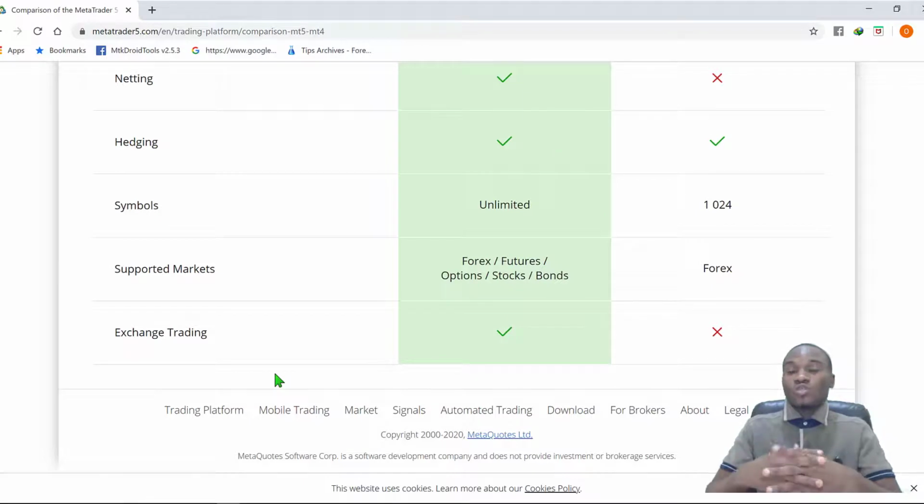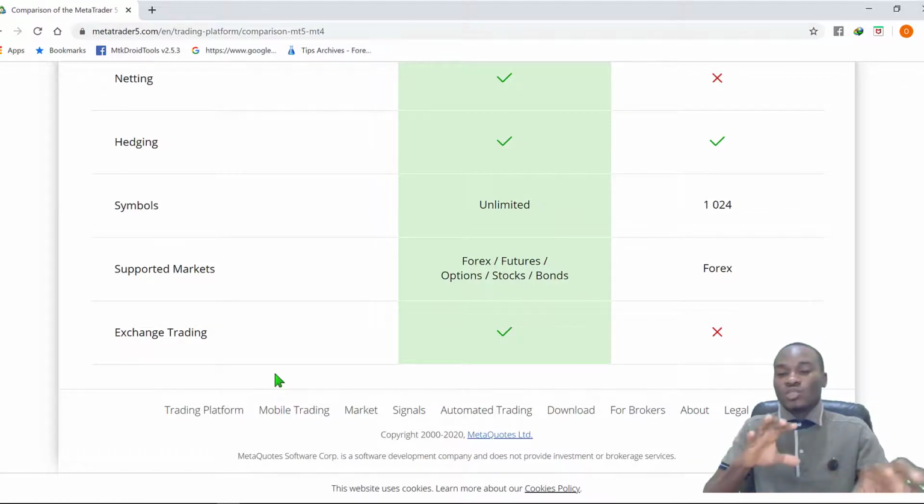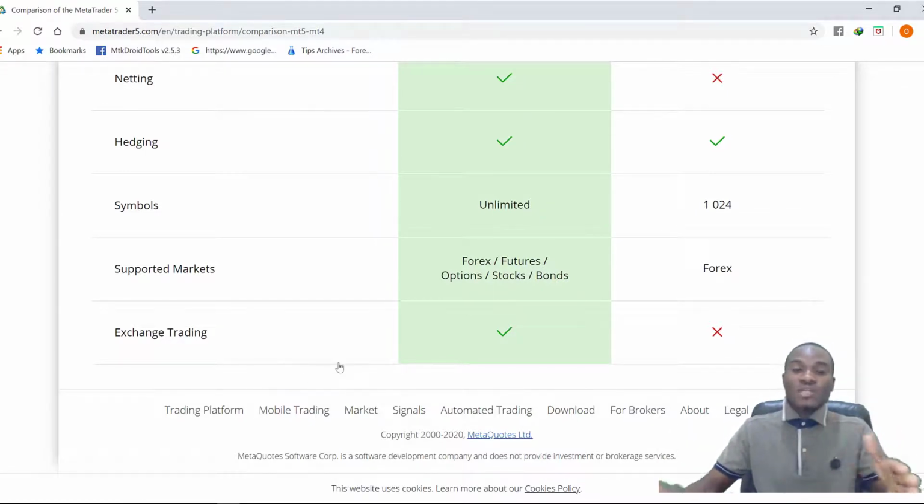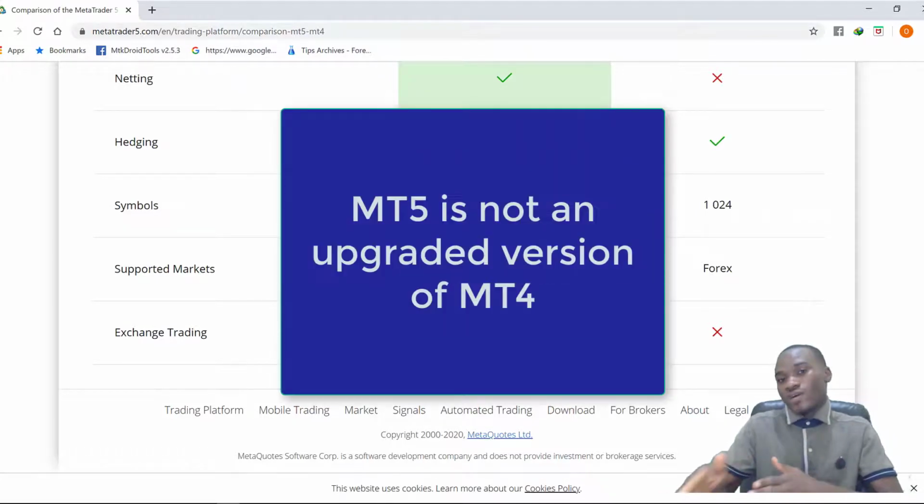So whichever of these trading software you wish to use, the best thing is simply to know what you are doing, know how to operate and make use of this trading system to the maximum, or what will be useful for you. So that is the similarity between the Metatrader 4 and the Metatrader 5. Actually, the Metatrader 5 is not an upgraded version of the Metatrader 4 like some other traders claim. It's simply meant for traders who trade options, stocks, and bonds, whereas the Metatrader 4 is basically designed for the foreign exchange market.